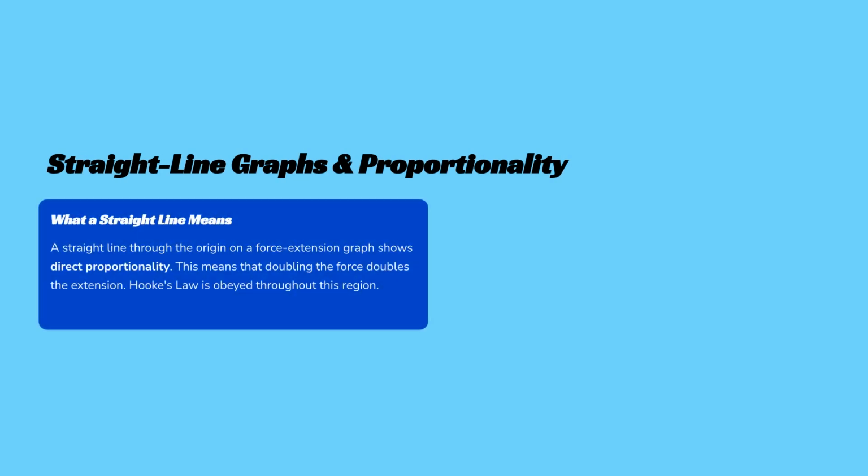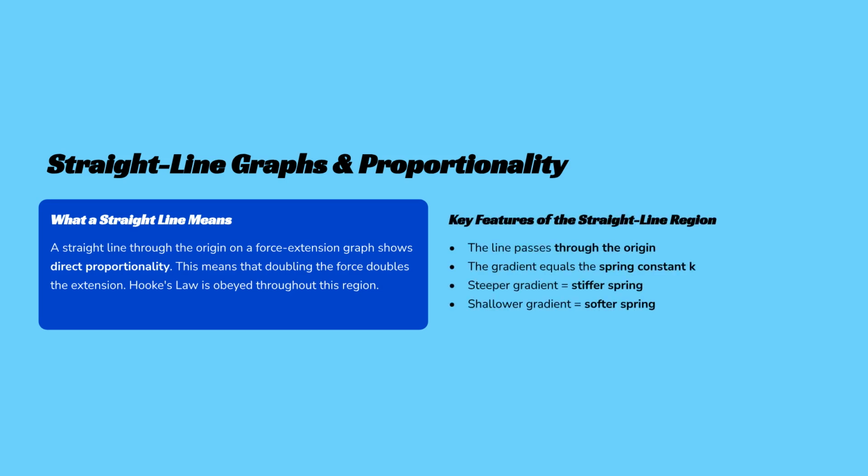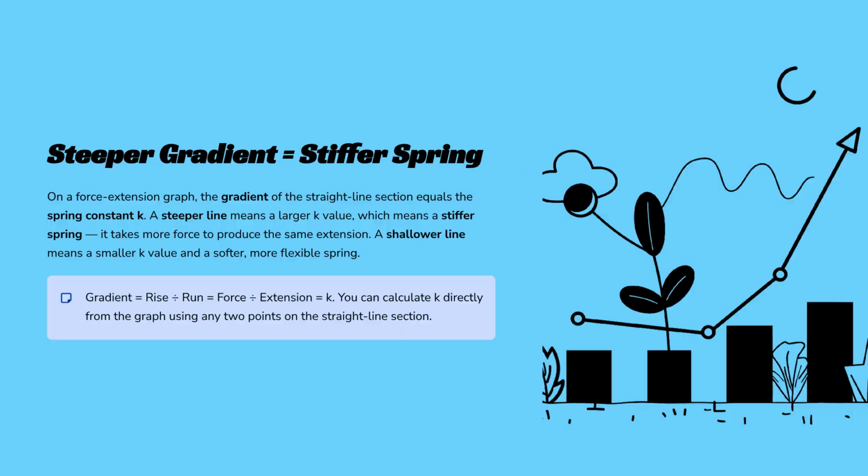A straight line through the origin confirms direct proportionality, meaning Hooke's law is obeyed. In this region, the line's gradient equals the spring constant K. A steeper gradient represents a stiffer spring. Remember, the steeper the gradient on a force extension graph, the stiffer the spring. You can calculate the exact spring constant by dividing the change in force by the change in extension for any 2 points on the linear section.